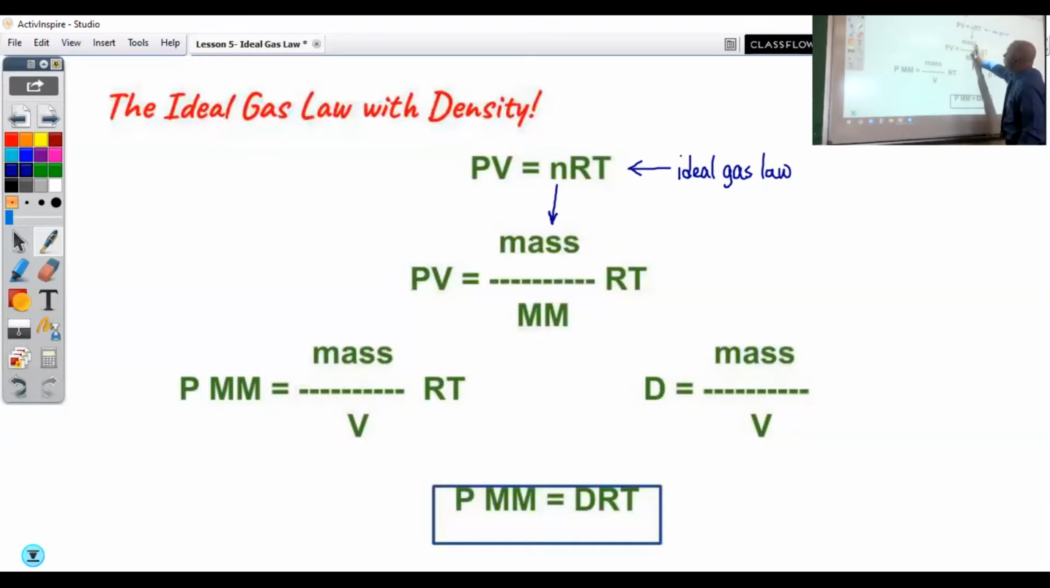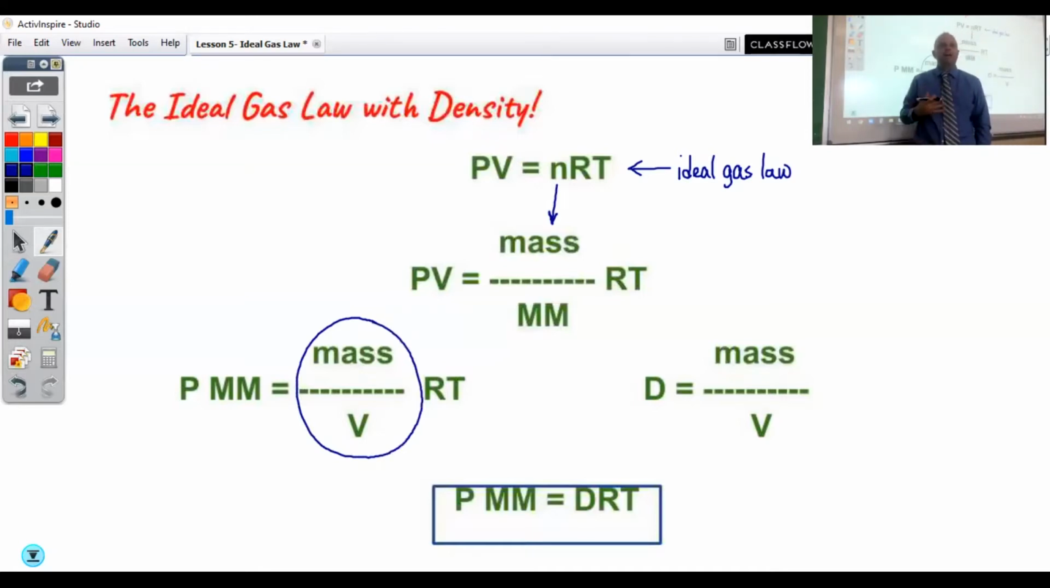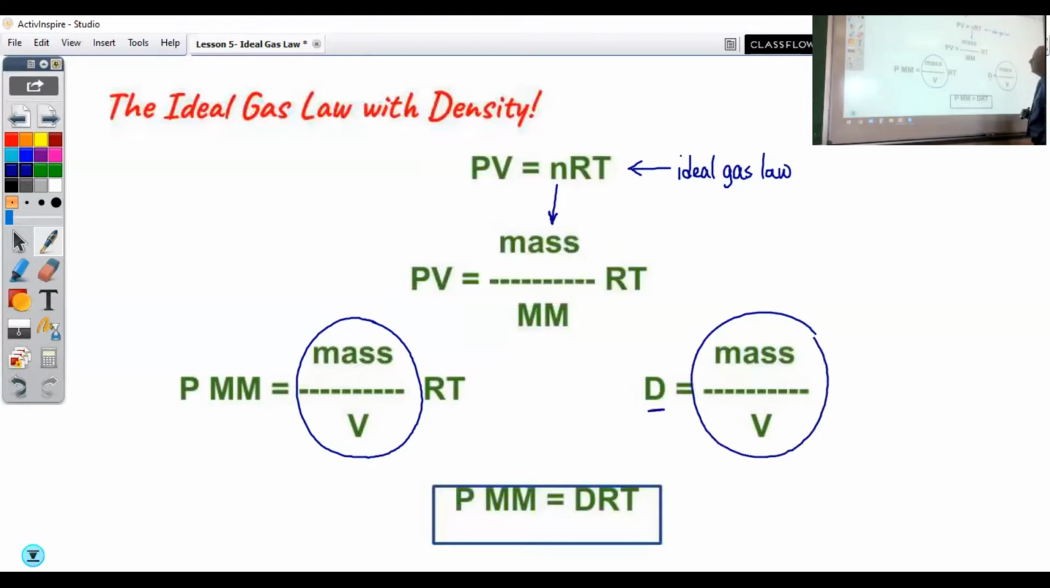Well, if we take that part and rearrange this equation by switching our volume and molar mass, we'll wind up with this equation over here on the left. Now, I want you to pay particular attention to this fraction. Here we have mass divided by volume. Well, we know this. Mass divided by volume, we learned way back in September, we called that density. So if we replace that mass over volume with density in our ideal gas law equation, we come up with this new equation that we're going to use today to solve a few problems.